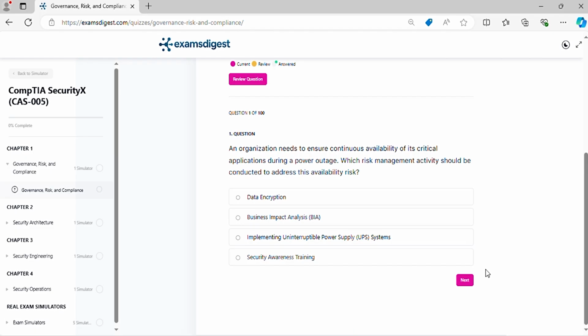Question 1. An organization needs to ensure continuous availability of its critical applications during a power outage. Which risk management activity should be conducted to address this availability risk?